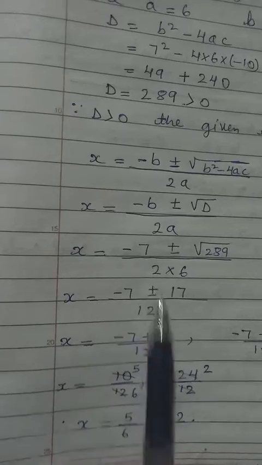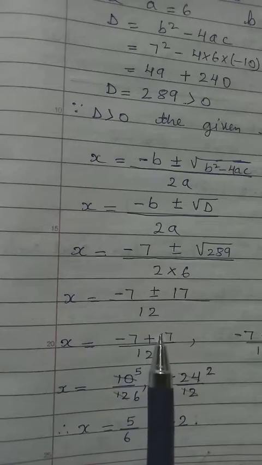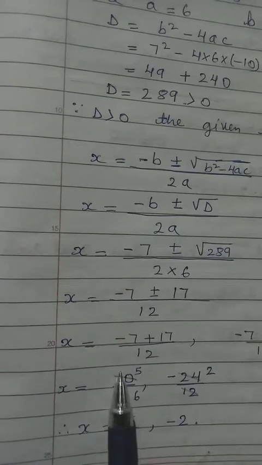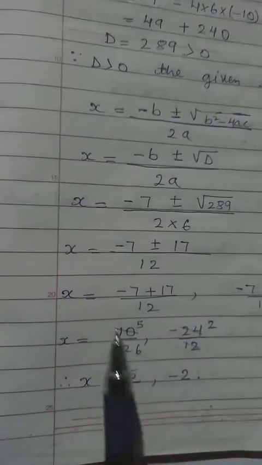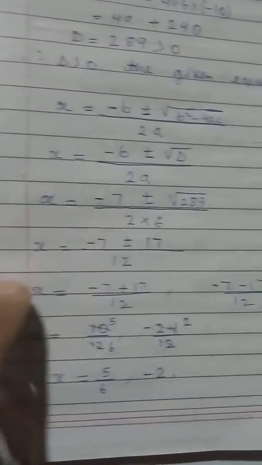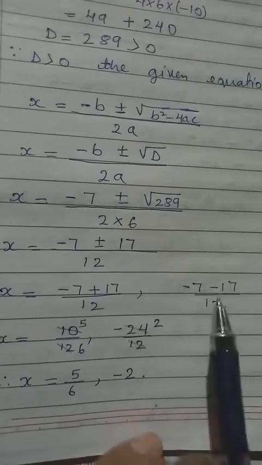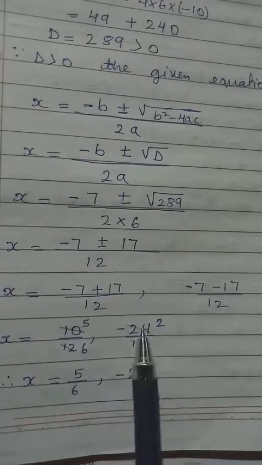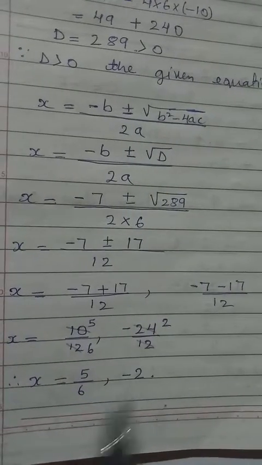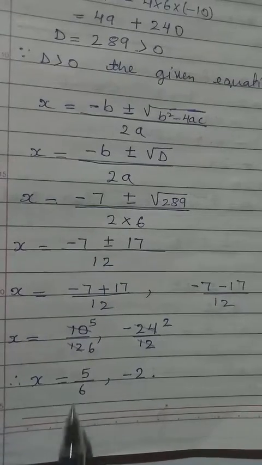We split into one plus and one minus. So 17 minus 7, we have 10 by 12. You can cancel by 2, we get 5 by 6. Then for the other one, we write with minus: minus 7 minus 17, giving minus 24 by 12. So the two values for x are 5 by 6 and minus 2.